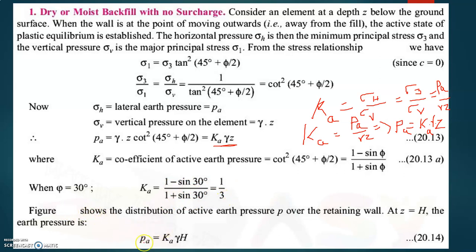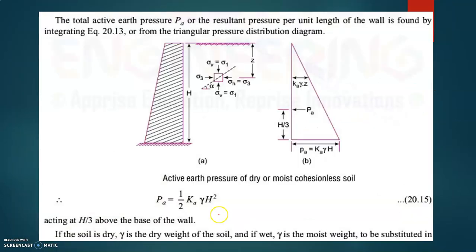This is the pressure developed at the bottom, and now you have to calculate the total active earth pressure. That is the area of this pressure distribution diagram, half into Ka gamma H into H, which is Pa. Active earth pressure is half into Ka into gamma into H square, acting at a distance of H by 3 above the base of the wall. If gamma is dry weight, you substitute gamma d. If it is wet weight, you substitute gamma moist. Like this, you can calculate the total active earth pressure.